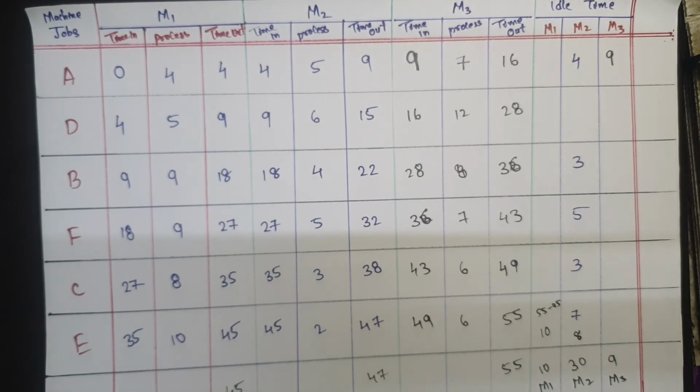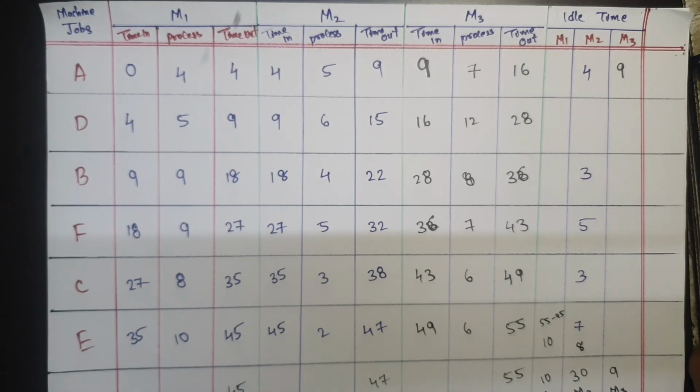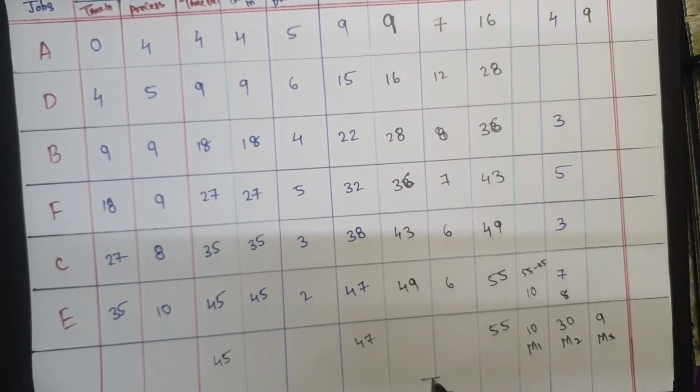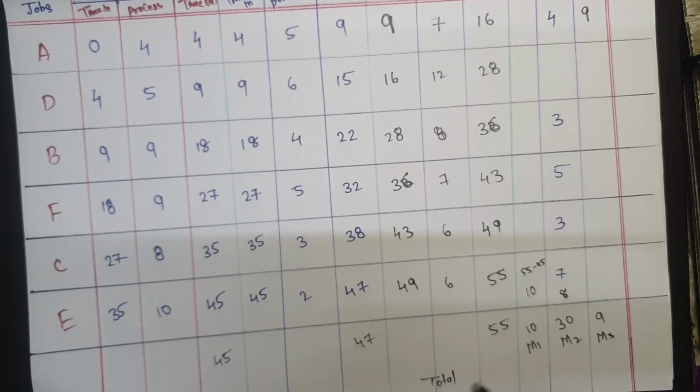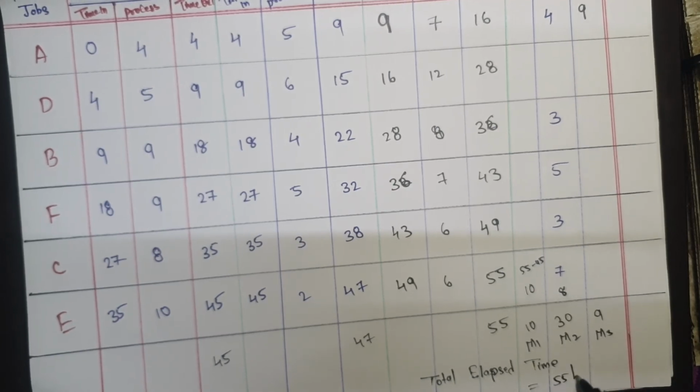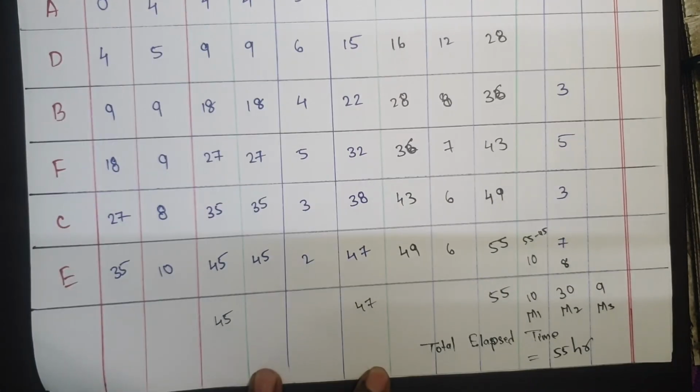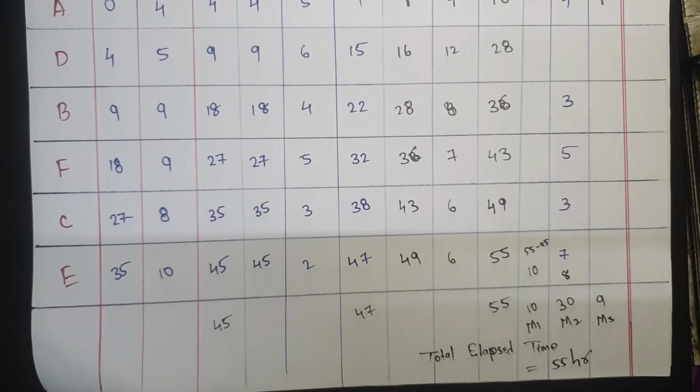If you want to find out the total elapsed time, here you can write total elapsed time. Total elapsed time is equal to how much? 55 hours. Like this you have to write. Idle time for machine 1, idle time for machine 2, and idle time for machine 3. Like this you can find out the sequencing problem.